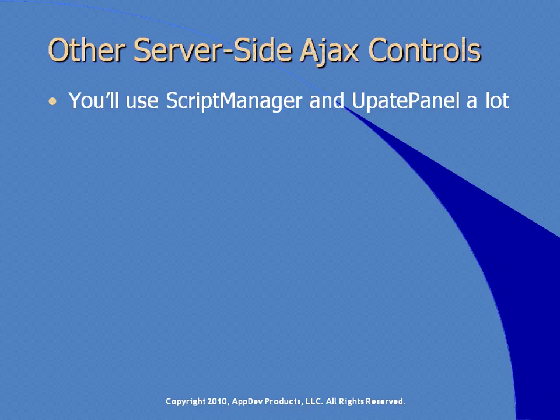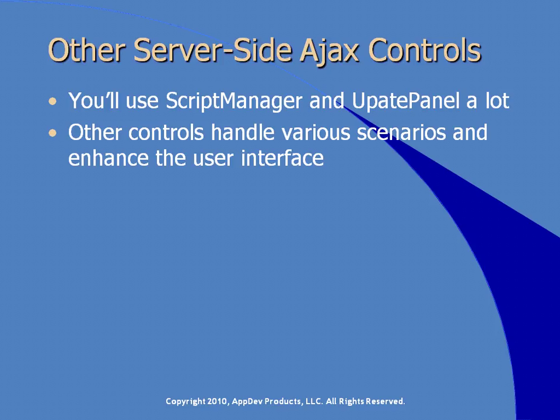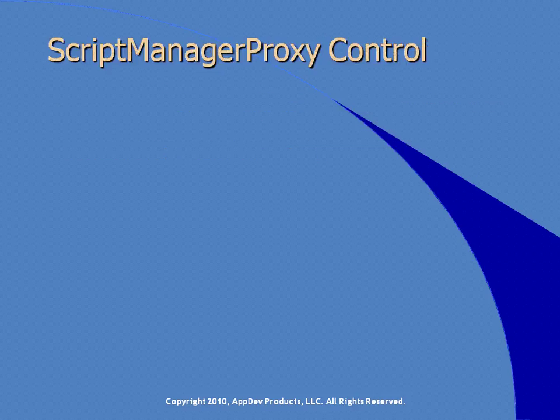The script manager and update panel controls are by far and away the most important AJAX server-side controls for implementing partial page postbacks. But the other three AJAX controls, script manager proxy, update progress, and timer, can help handle various scenarios of AJAXified pages, if you will, and make the user experience even better. So let's talk about the script manager proxy control.